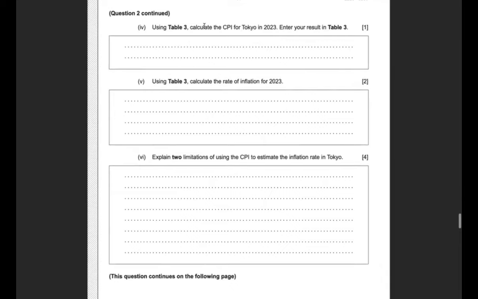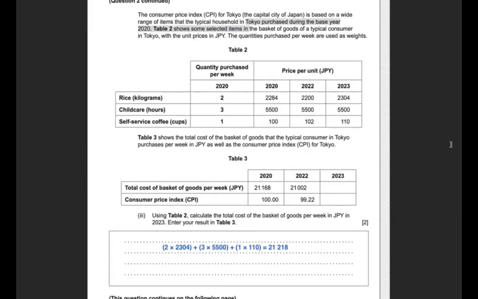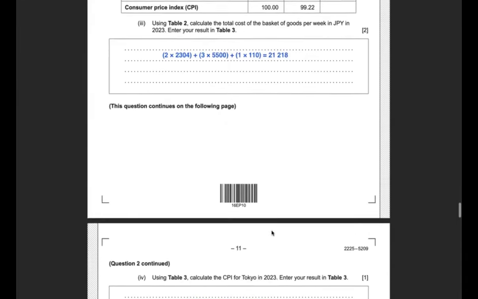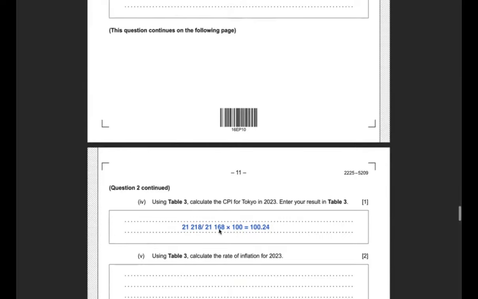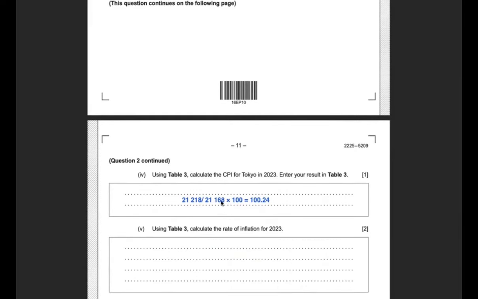Next, using table 3, calculate the CPI for Tokyo in 2023. Here, the question says the base year is 2020. So the total cost spent in 2020 is this much, and in 2023 is what I just calculated. So you divide the 2023 cost by the base year cost, and then you multiply the value by 100, and then you can get the answer.